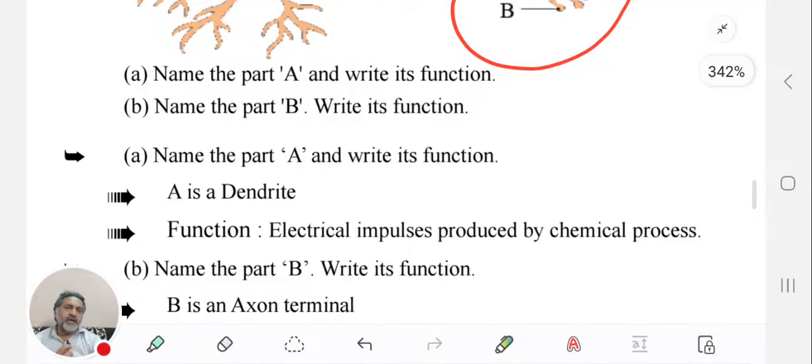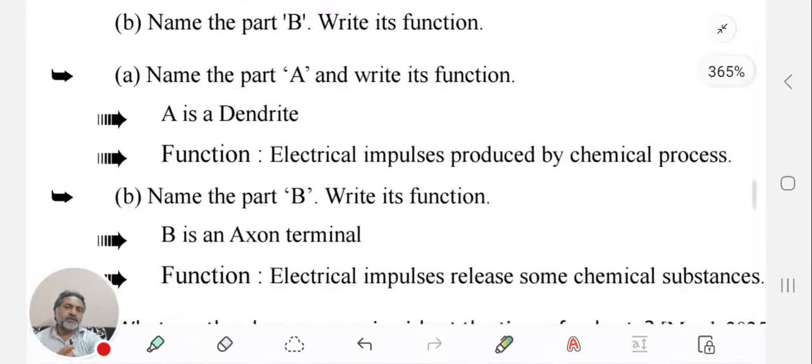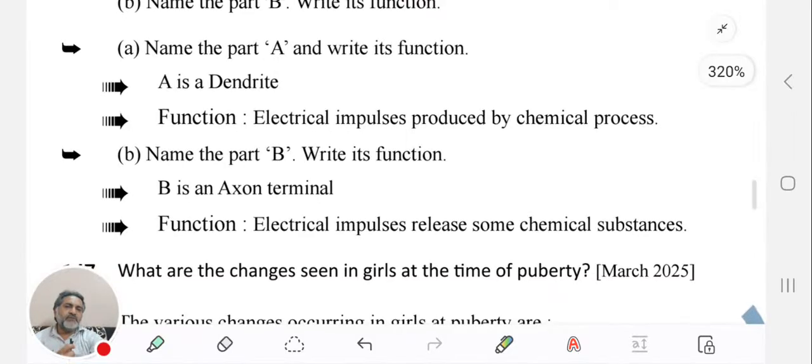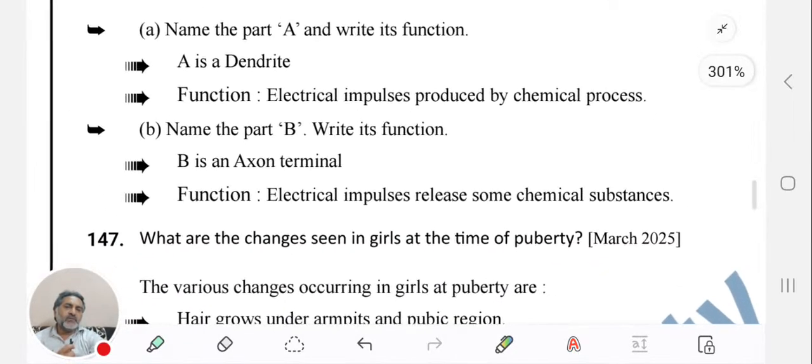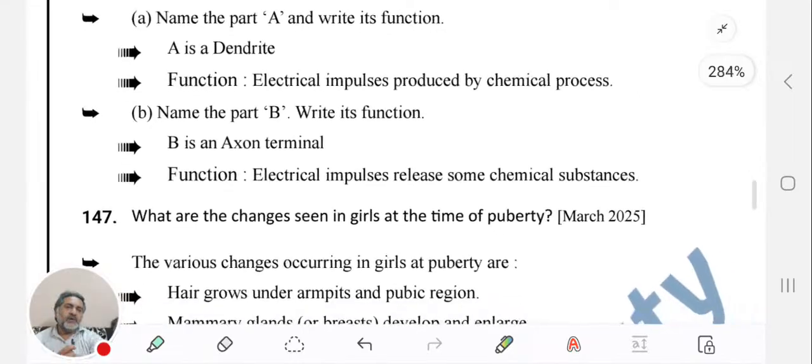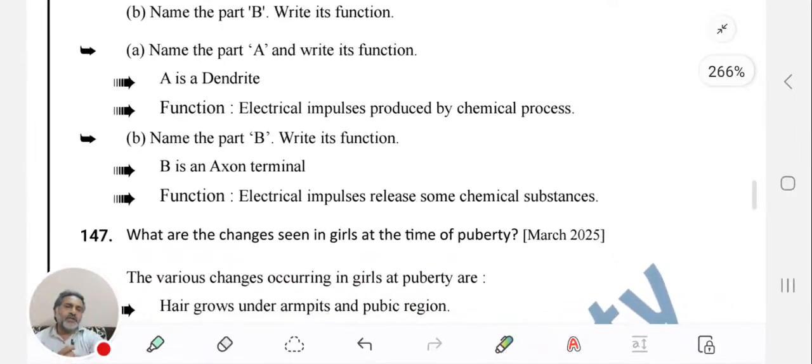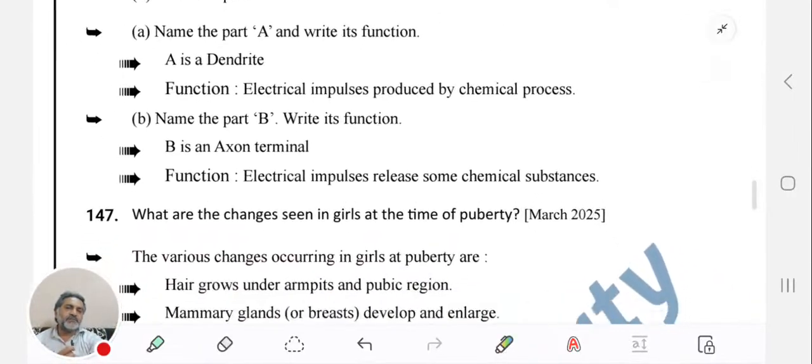It is a dendrite, and its function is that an electrical impulse is produced by a chemical process. And B is the axon terminal. Its function is that the electrical impulse releases some chemical substance.